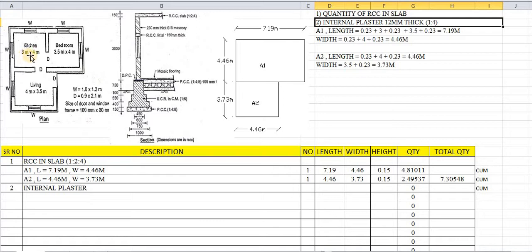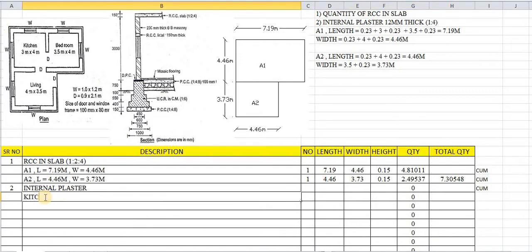Moreover, in some cases we have to apply plaster for the slab also. If it has been mentioned that we have to apply the plastering for the slab, that means this complete area of the slab should also be considered for applying the plaster. So first we will apply the plaster for the kitchen room. First we will take the length of the kitchen room.